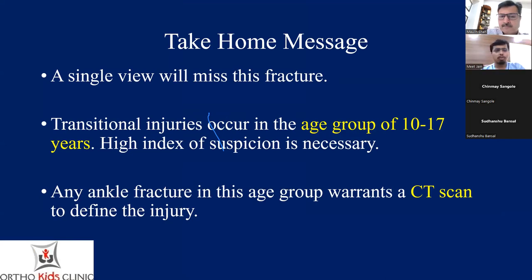So these are the take-home messages: if we have only a single view, we will miss this fracture. And triplane fractures belong to a group of injuries called transitional injuries, which occur in the age group of 10 to 17. So for ankle fractures in this group, a CT scan would be a wise thing to do so that we don't miss this, the axial view.